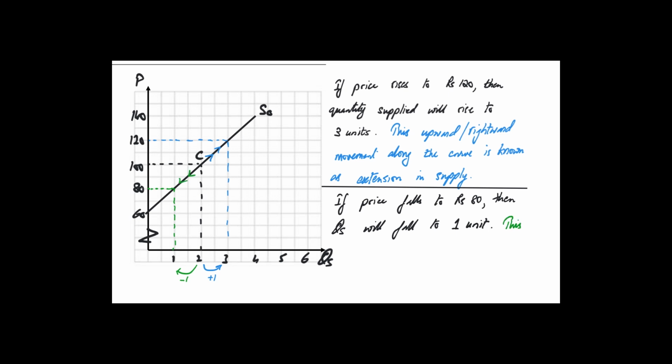So I'll say this downward or a leftward movement along the curve is known as, since quantity is falling down, that means it's a contraction in supply. That's an extension if there is an increase, and this is a contraction.